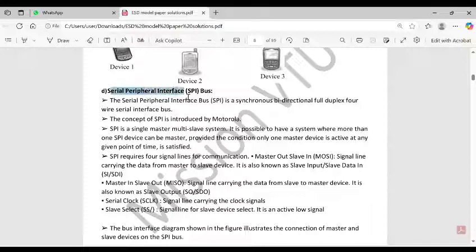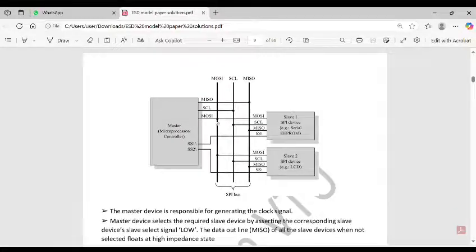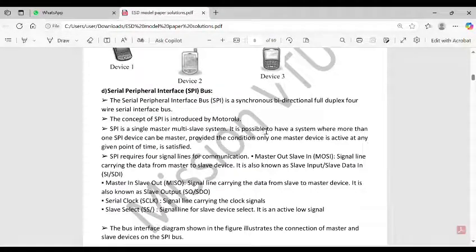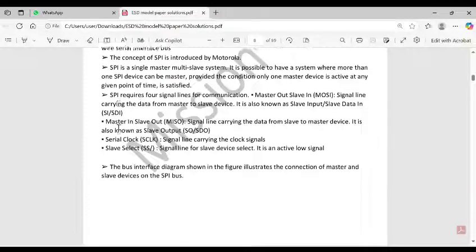The third one is the serial peripheral interface, that is SPI bus. The SPI bus is a synchronous bidirectional full duplex 4-wire serial interface bus. We can see here in the diagram it is a full duplex 4-wire serial interface bus. The concept of SPI was introduced by Motorola. SPI is a single master, multiple slave system. It is possible to have a system where more than one SPI device can be master, provided the condition that only one master device is active at any given point of time is satisfied.